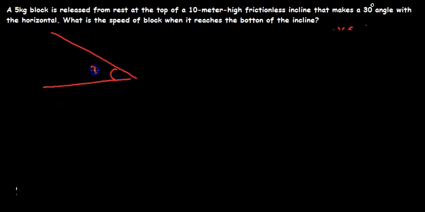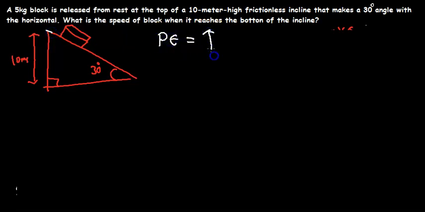This is going to be 30 degrees, and we said the height is simply going to be 10 meters. The first thing you need to do is to understand that the block is not moving, and we have the block at this point. Remember the word frictionless. So the potential energy happens due to the height, if you could remember, due to the height.